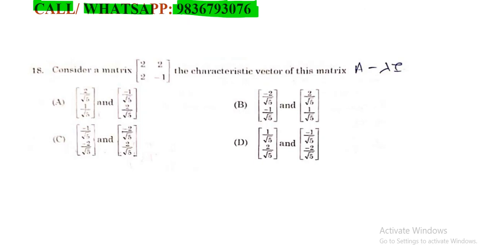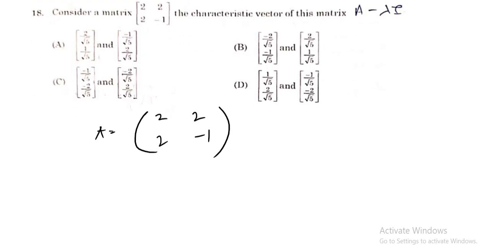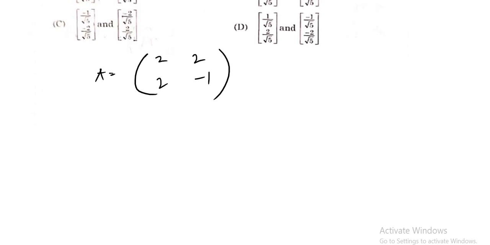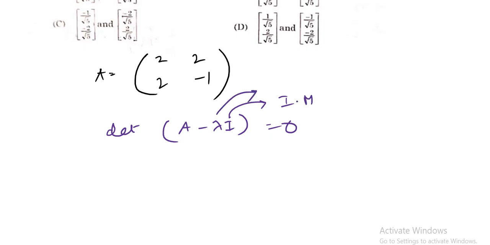How can I solve? What is the value of A here? A means this matrix 2 2 2 minus 1. First we calculate the eigenvalues of A, that means determinant of A minus lambda I equals 0, where I is the identity matrix and lambda is the eigenvalue. So calculating this: determinant of the matrix 2 minus lambda, 2, 2, minus 1 minus lambda equals 0.